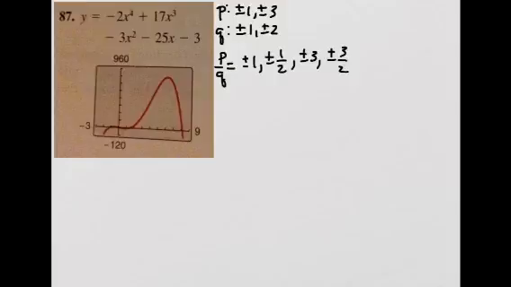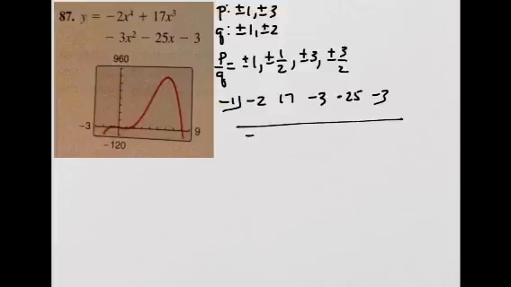So I'll try -1. Oops, change the color. -1. So -2, 17, -25, and -3. So -2, this gives you 2, 19, -19, -22, +22, -3, 3, and it worked. Good. I'm also going to try +1 because it looks like it might cross through +1 or maybe 3 halves.